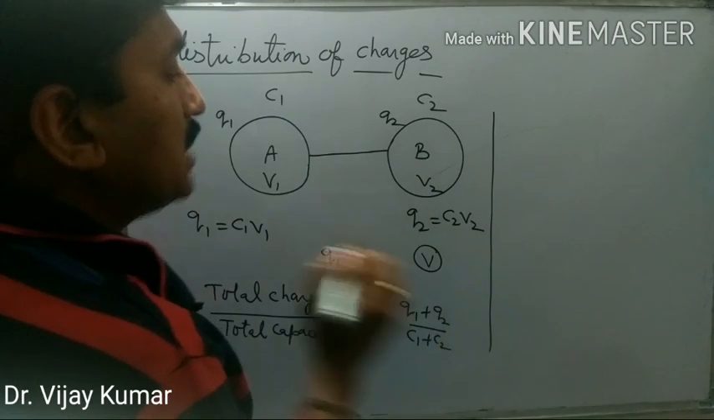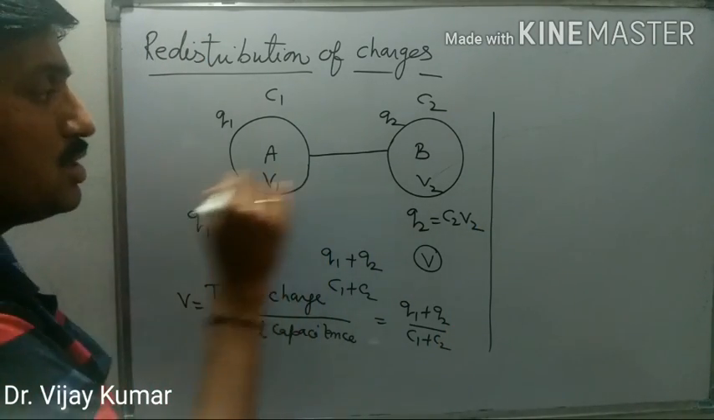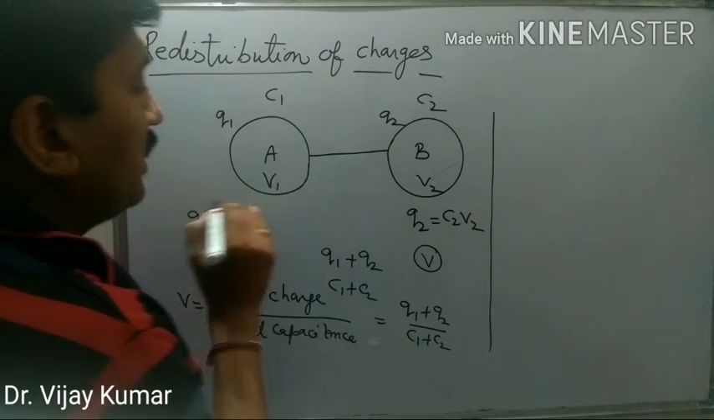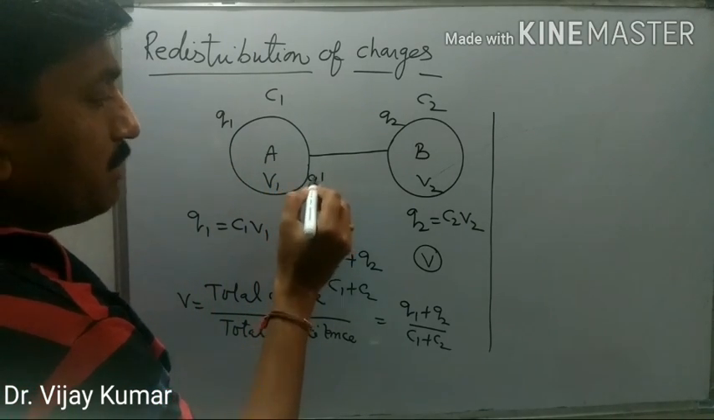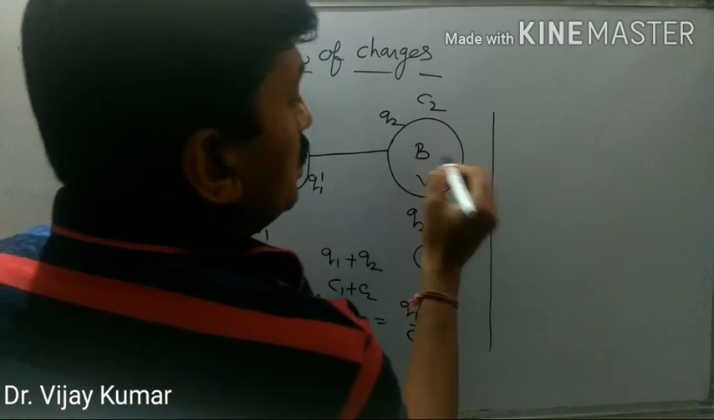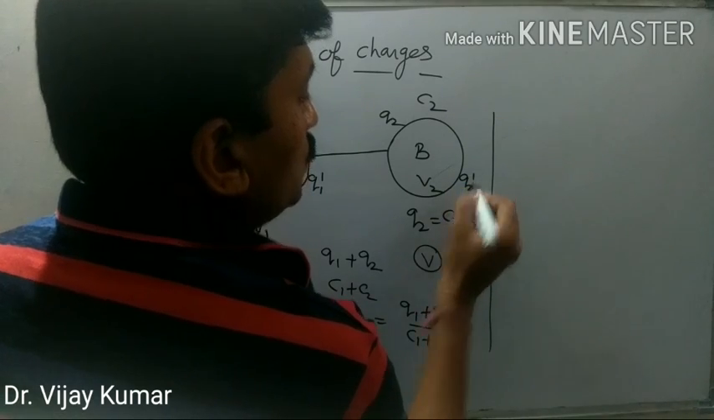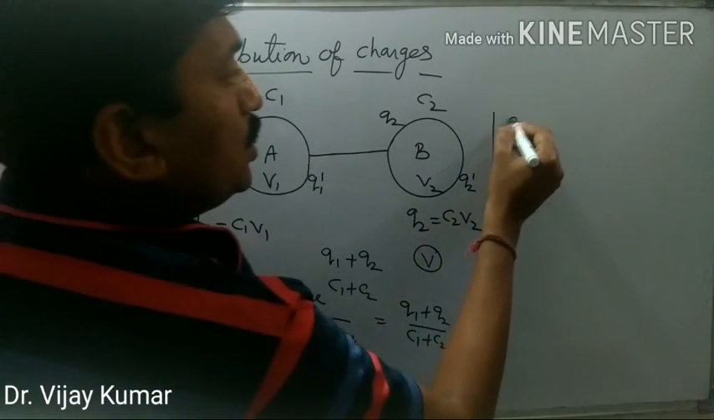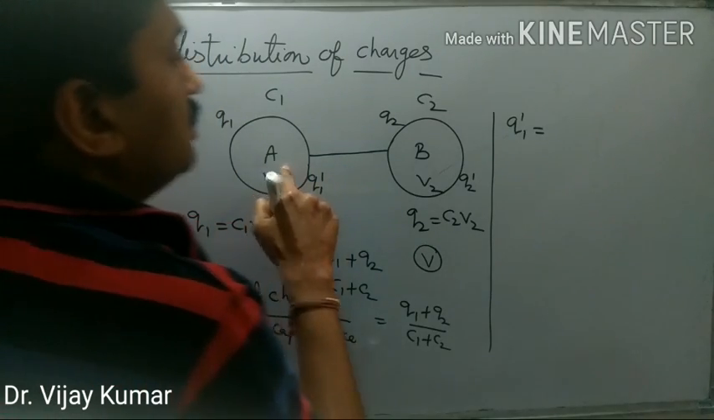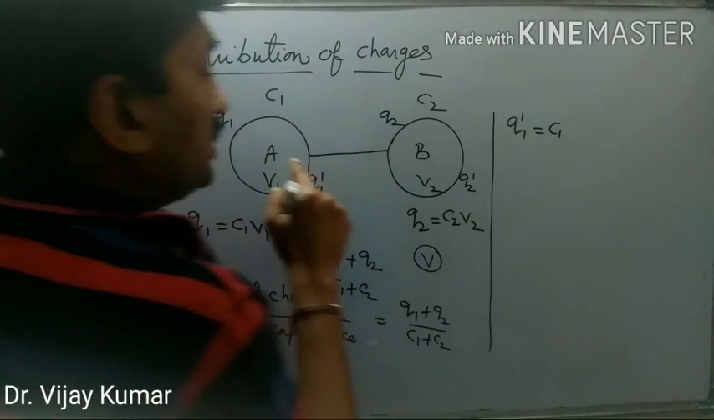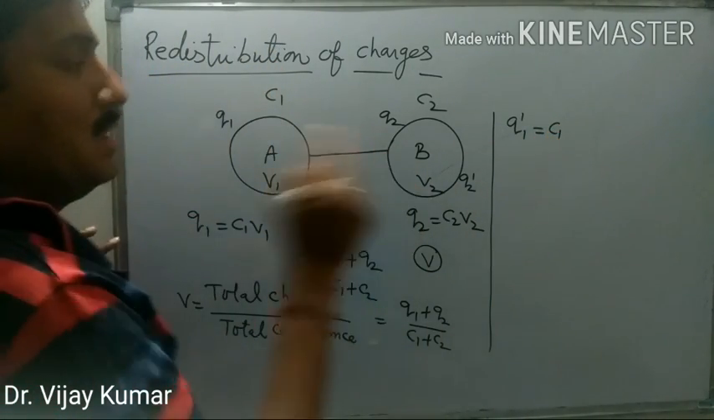It means the charge has changed after joining by the wire. Suppose the charge of this conductor becomes Q1 dash, the new charge after joining, and the charge of the other conductor becomes Q2 dash. Now Q1 dash should be, the capacity of this conductor is C1, but the potential of both conductors becomes V.